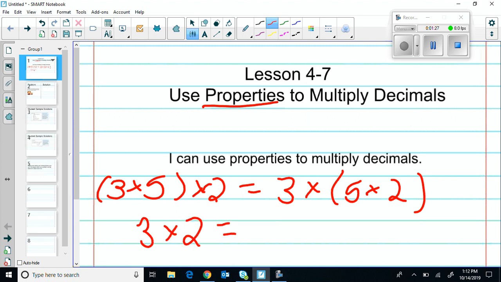That just means 3 times 2 is the same as 2 times 3. I just wanted to review both of those because when you see use properties to multiply decimals, that's what the curriculum's talking about. They're talking about that associative property here or the commutative property there.